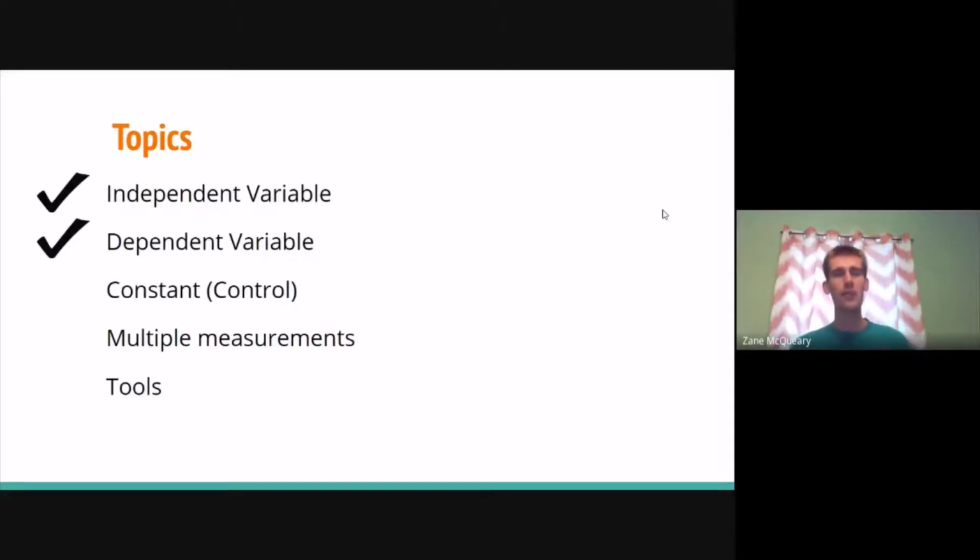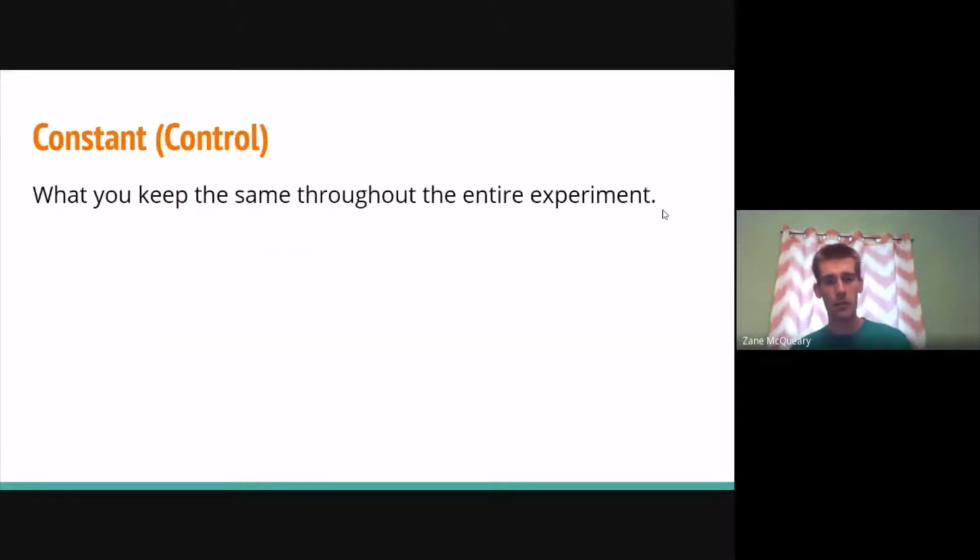The next topic we're going to be determining is what is a constant or a control. AKA, it's what you keep the same throughout the entire experiment. You can change your independent variables, but everything else should remain the same. You don't want to be testing multiple variables at the same time. Otherwise, it could be a number of variables that change the dependent variable instead of just one.